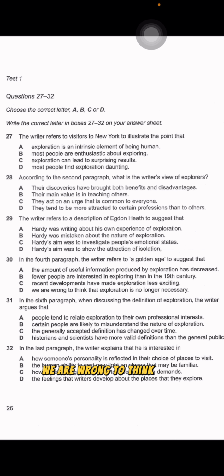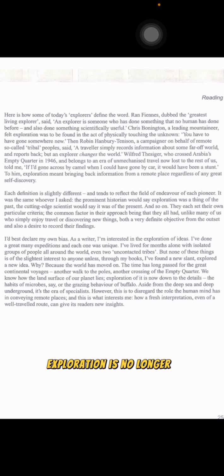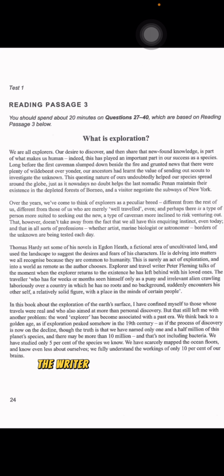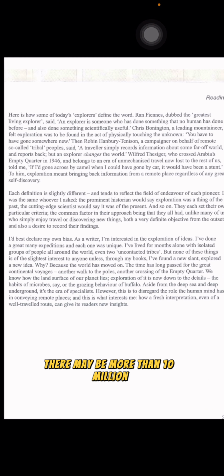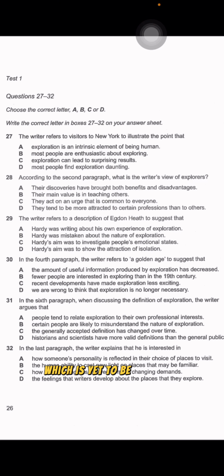We are wrong to think that exploration is no longer necessary. Absolutely right. We are wrong to think that exploration is no longer necessary because the writer says that there is still more to explore. The writer says that we have named only 1.5 million of this planet's species. There may be more than 10 million, which is yet to be explored. So the answer is D.